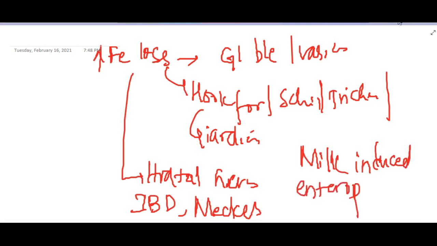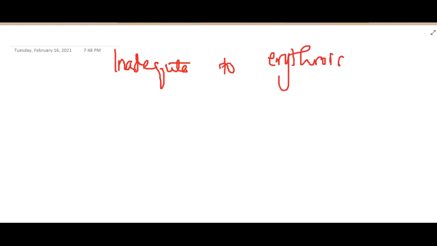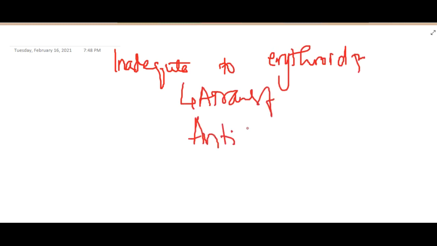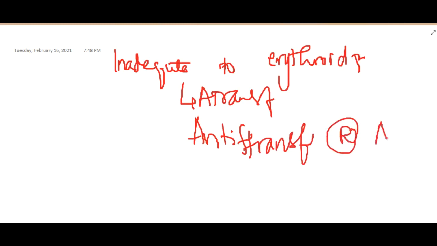Then this iron deficiency can also be due to inadequate presentation to erythroid precursors. That includes atransferrinemia, or if antibodies are seen against the transferrin receptor, that can lead to iron deficiency.